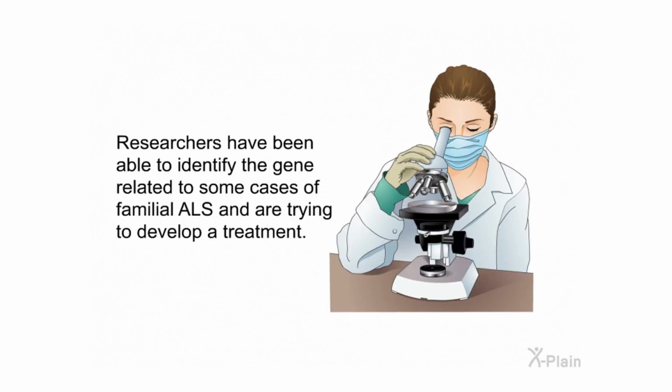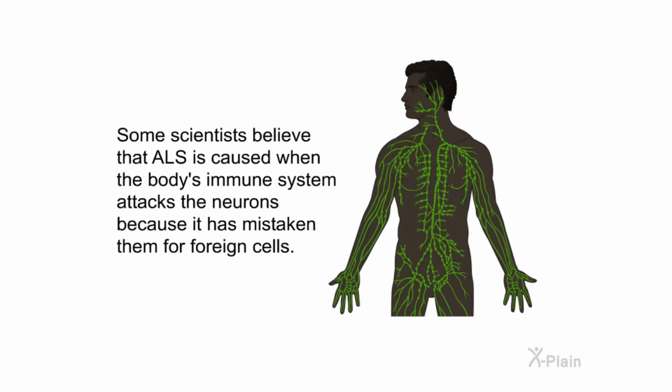Researchers have been able to identify the gene related to some cases of familial ALS and are trying to develop a treatment. Some scientists believe that ALS is caused when the body's immune system attacks the neurons because it has mistaken them for foreign cells.